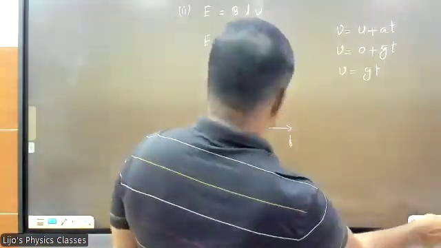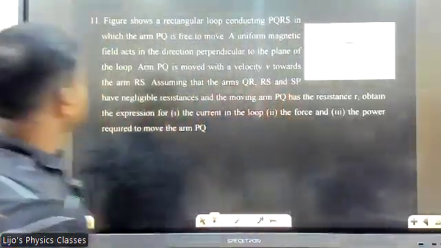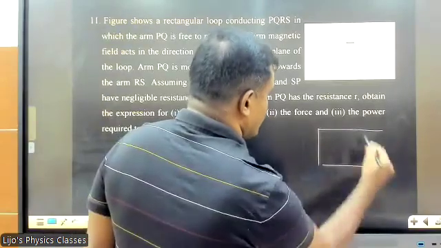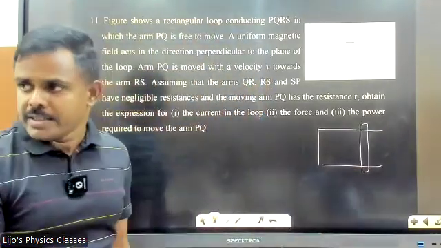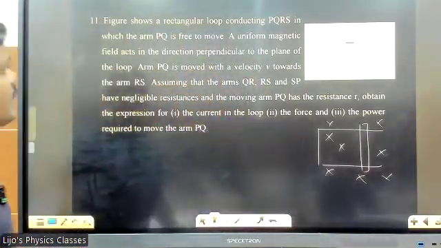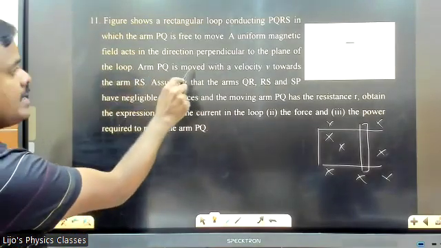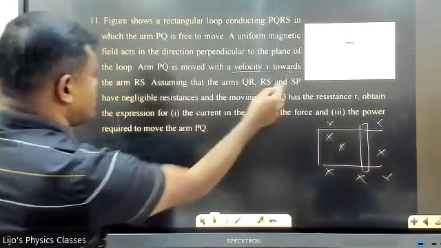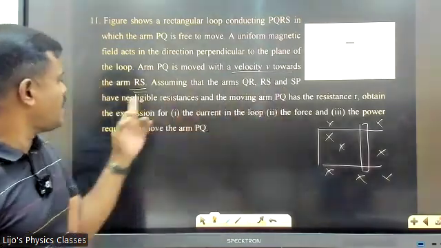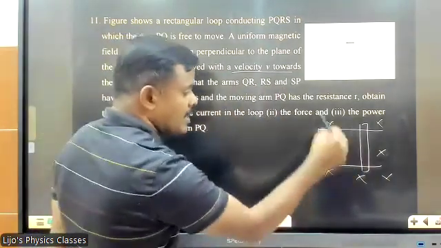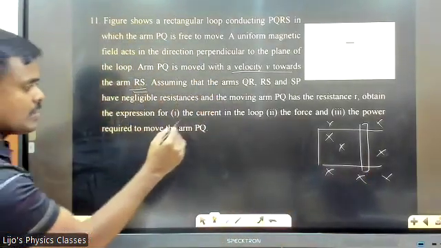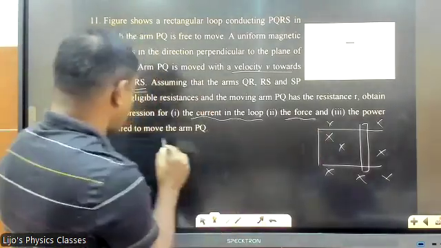Got it? Right. So let us do question number 10 now. Make it quick. Take the paper. Figure shows a rectangular conducting loop PQRS. So this is the figure. If you are not able to see the figure, I'll draw it. What kind of magnetic field? Into the board. A uniform magnetic field acts in the direction perpendicular. It is moved with a velocity v towards arm RS. Assuming that QR, RS, SP have negligible resistance, the rails are having negligible resistance. Obtain the expression for current in the loop, force, and the power.